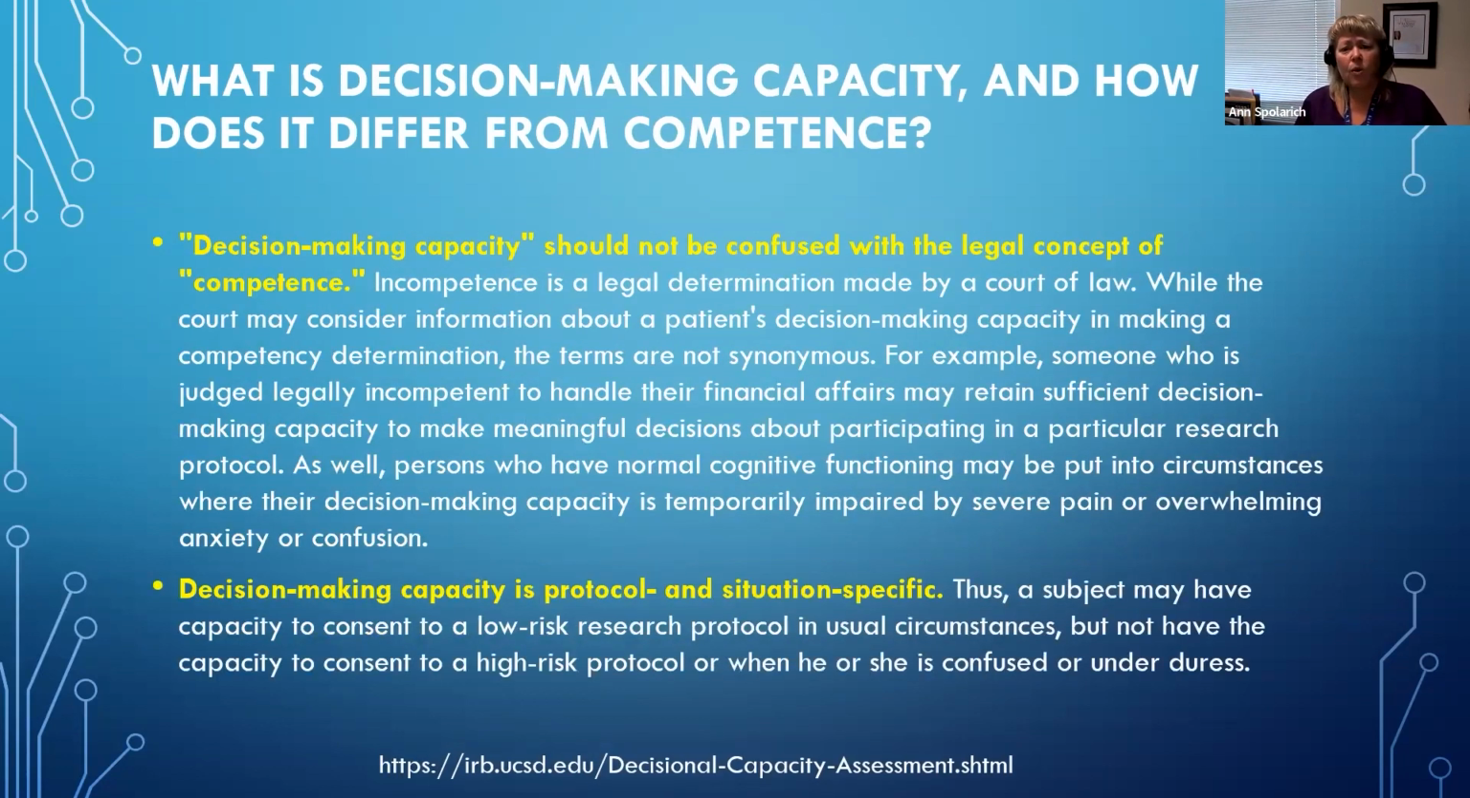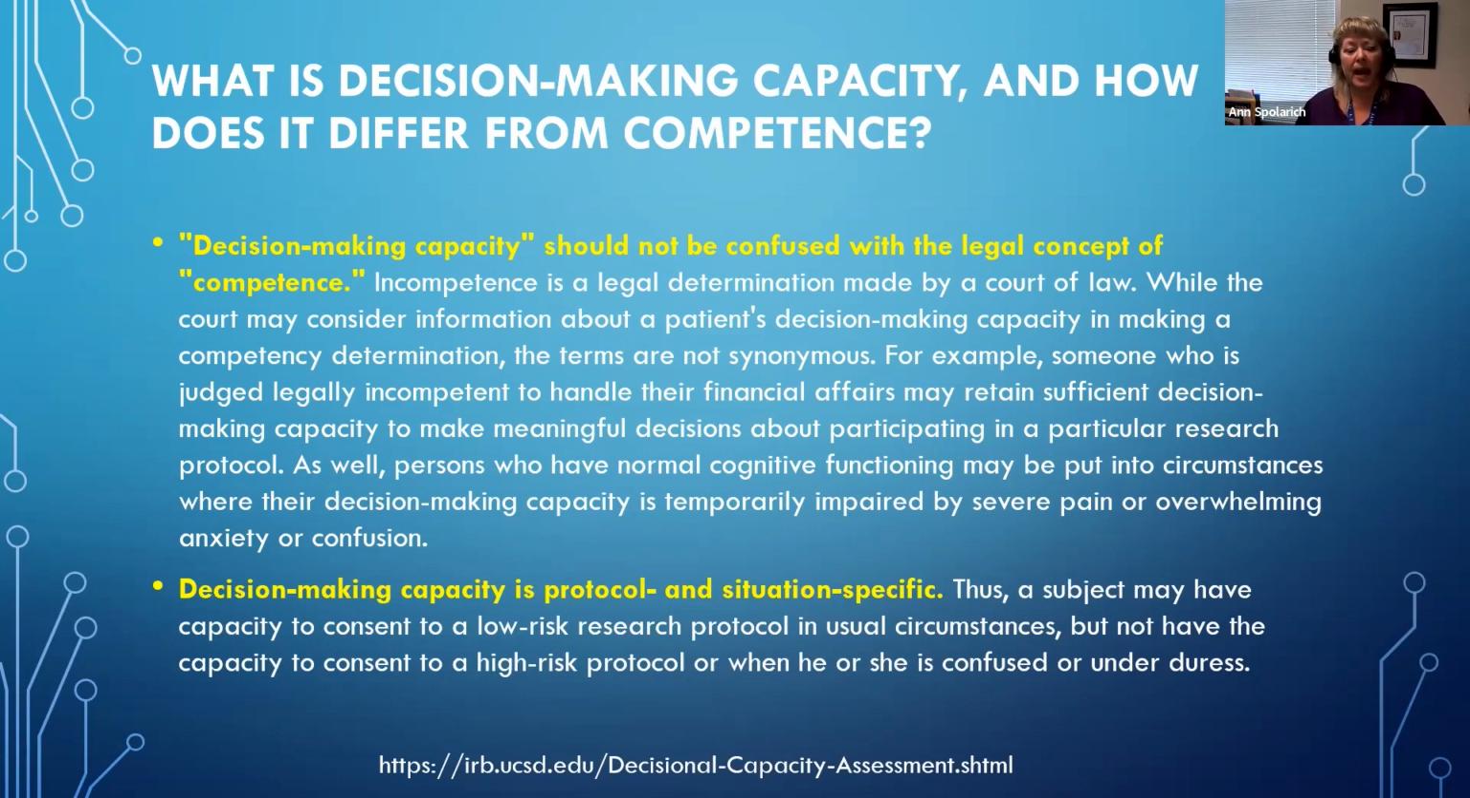So how is this different from competence? It should not be confused with competence, which is a legal term. Incompetence is a legal determination made by a court of law. While a court might consider information about a person's decision-making capacity when making a competency determination, they're not synonymous and they don't mean the same thing, right? Someone may be legally incompetent to make financial decisions, but they still could have enough capacity to make meaningful decisions about whether or not they want to participate in a research study.